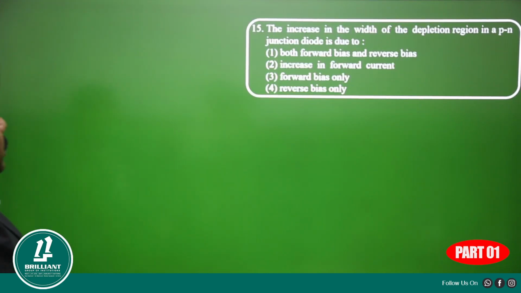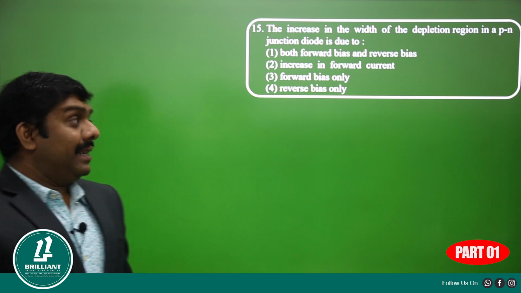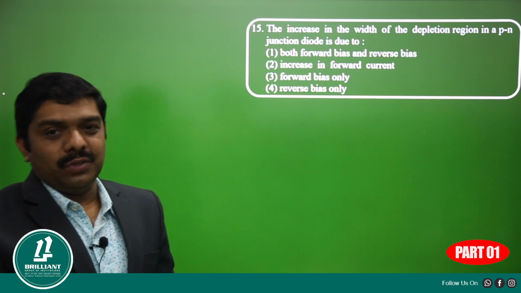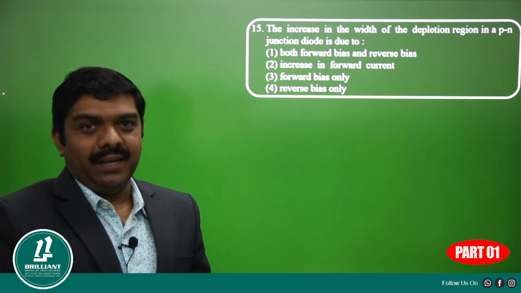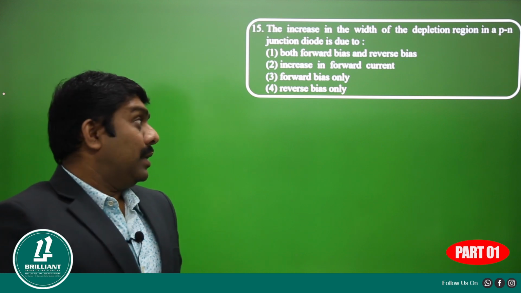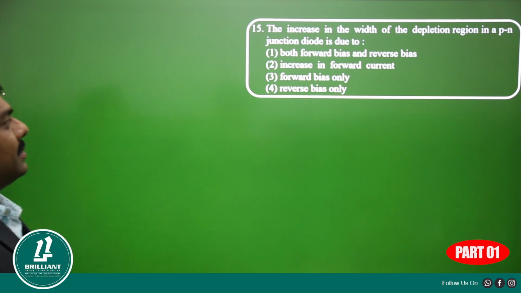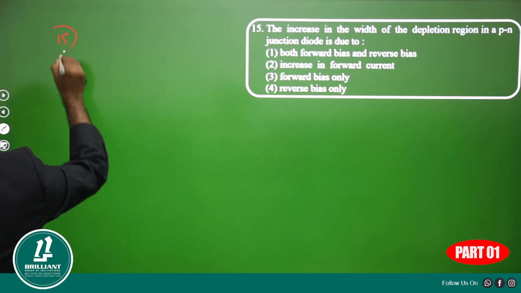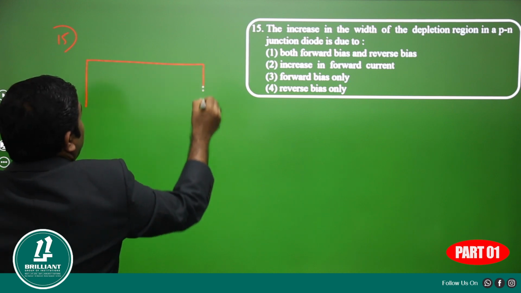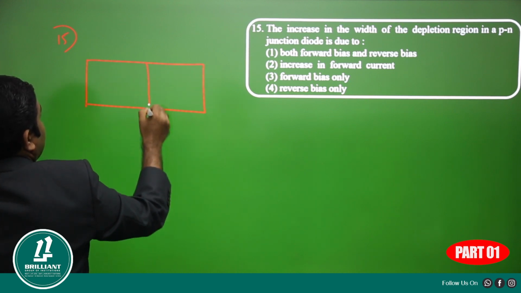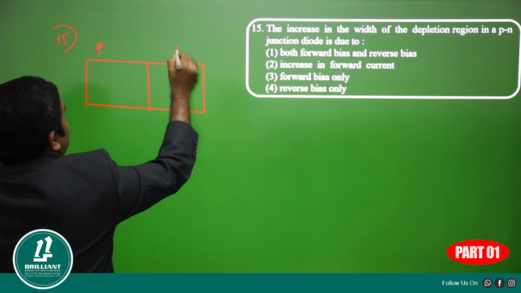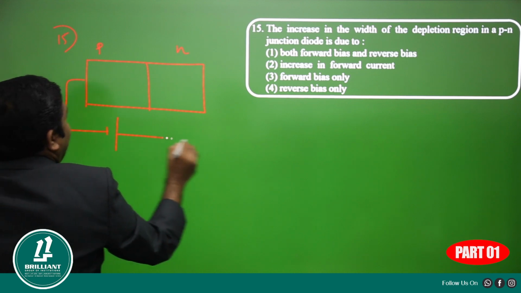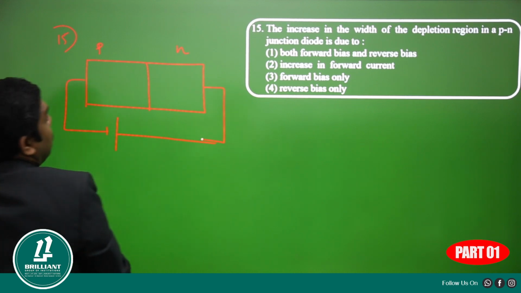Now we are doing question 15. The increase in width of the depletion region in a PN junction diode is due to. It is chapter 14 plus 2, part 2, solids and semiconductor devices. Direct theory question. Reverse bias and forward bias are there. If you are considering reverse bias, so now this is P and this is N. So the P region connected to minus and the N region connected to plus is reverse bias.